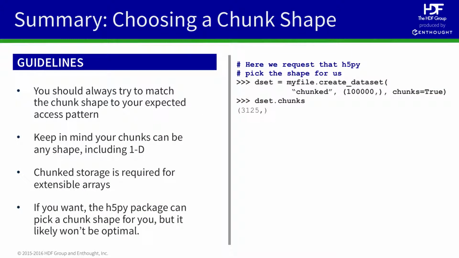Here are some guidelines on how to choose appropriate shapes for your chunks. The most important rule is to always try to match the chunk shape to the access pattern you expect. Keep in mind that your chunks can be any shape you want, including one-dimensional chunks for one-dimensional problems. If you want to use extensible arrays, in most cases you're required to use chunked storage. You may have noticed that in the previous example, we did not specify a chunk shape. This is because the H5Py package can pick a chunk shape for you if chunking is required. Unfortunately, since H5Py has no idea what your access pattern is, the shape it picks may not be optimal.